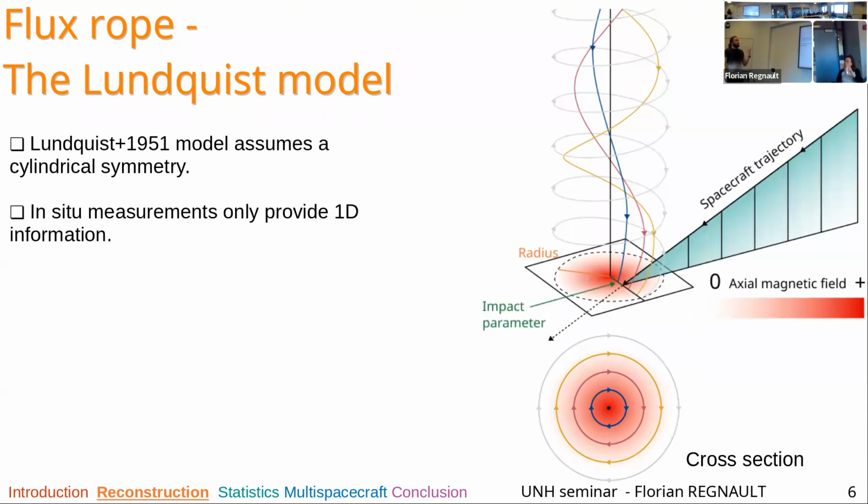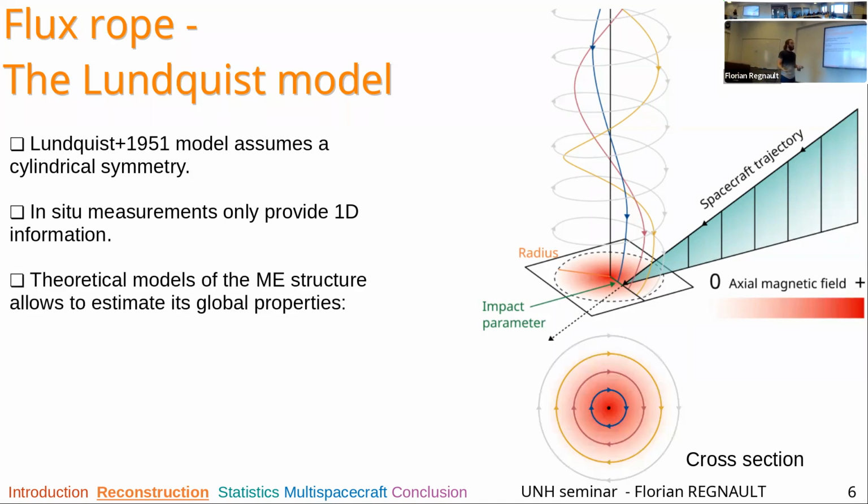The in situ measurements that we have, as I discussed before, are just local measurements. When the CME is propagating and the spacecraft is crossing it, you only have a local measurement of the full 3D structure. So it's very difficult to have an idea of the global shape of the magnetic field structure of the CME. This is why people developed theoretical models to deduce the global properties of CMEs, assuming some shape of the magnetic field structure. And this is what we did using the Lundquist model.